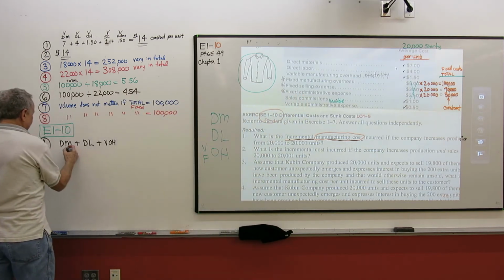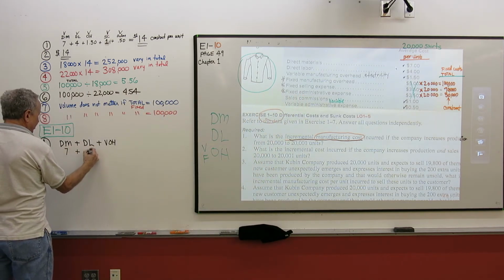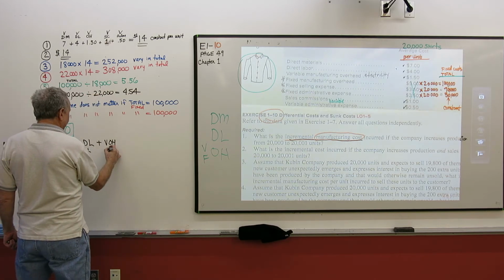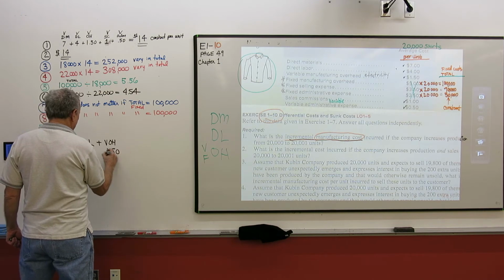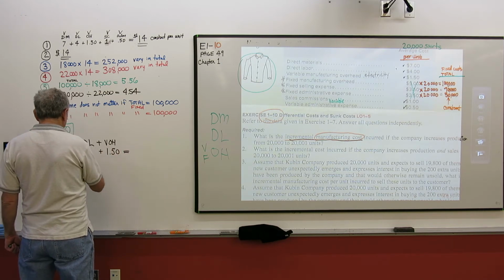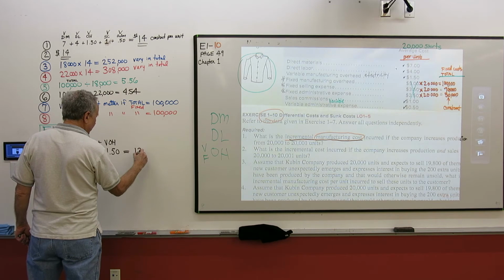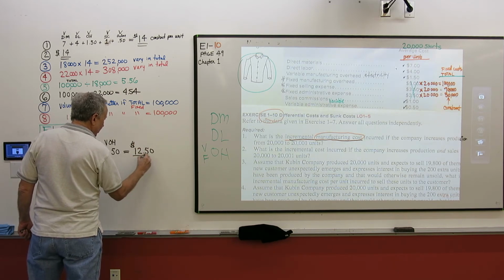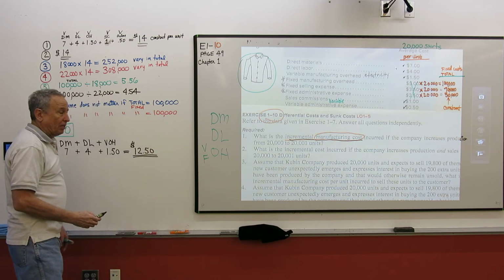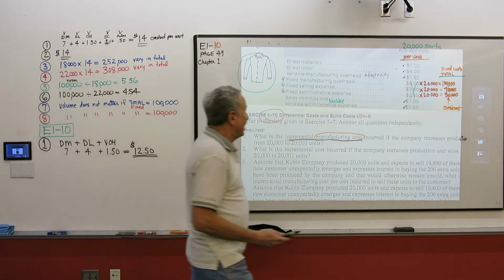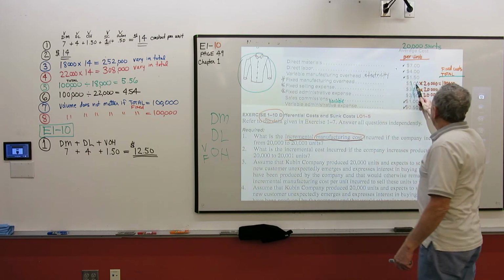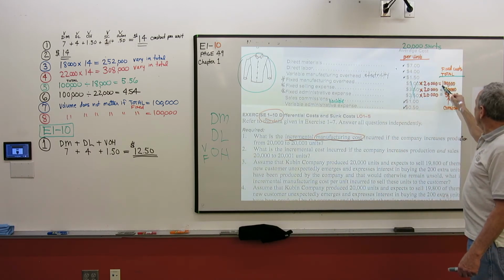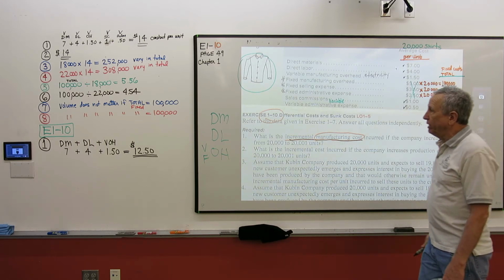So this is going to be, as we said, 7 plus 4, and the variable overhead is $1.50. So the answer to this is $12.50. If you make 1 more shirt, your cost will change by $12.50 for manufacturing. That $5 right there will not change because fixed costs stay constant. That $100,000 won't change a bit.